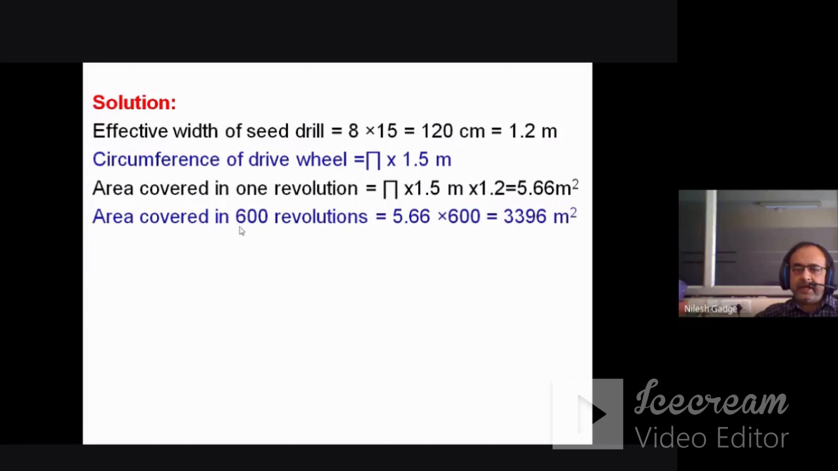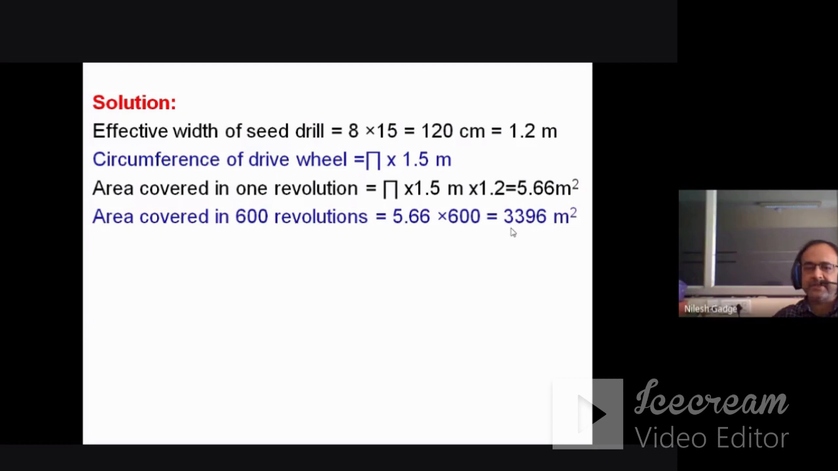Now, area covered in 600 revolutions, because it is given that the speed of your drive wheel is 600 revolutions per minute. Number of revolutions is 600, and area covered in one revolution is 5.66. So 5.66 multiplied by the total number of revolutions, 600. So area covered in 600 revolutions will be 5.66 multiplied by 600, which is equal to 3396 meters square.